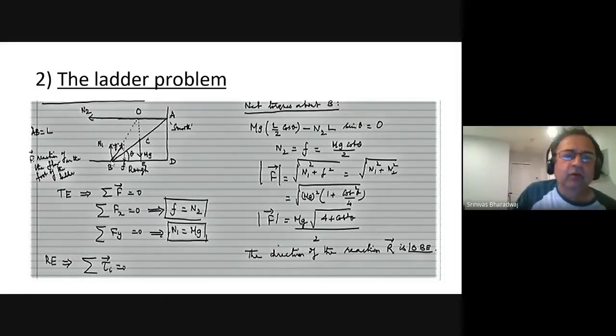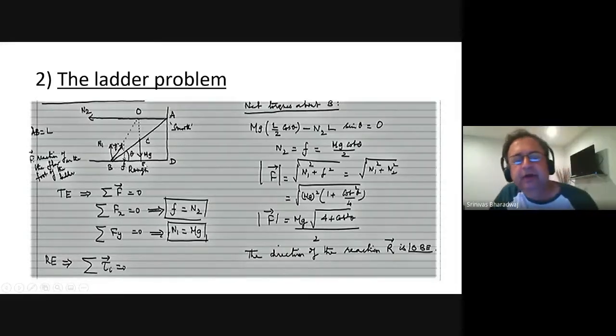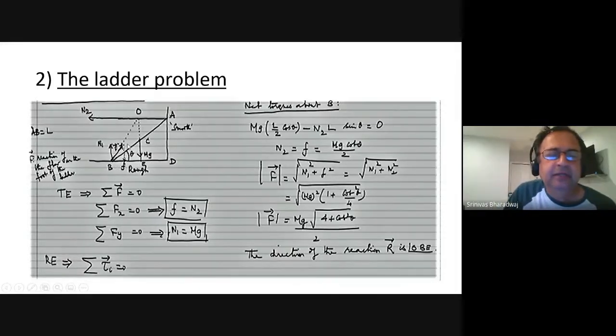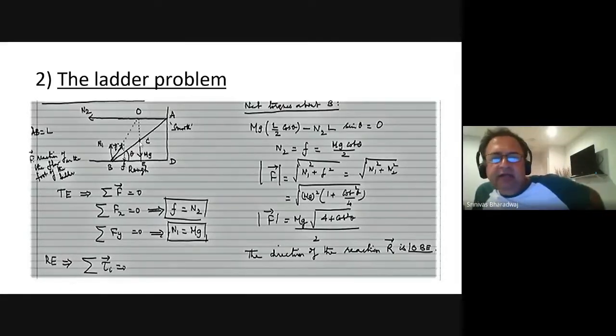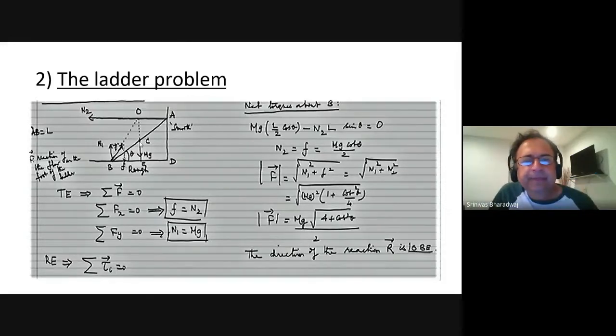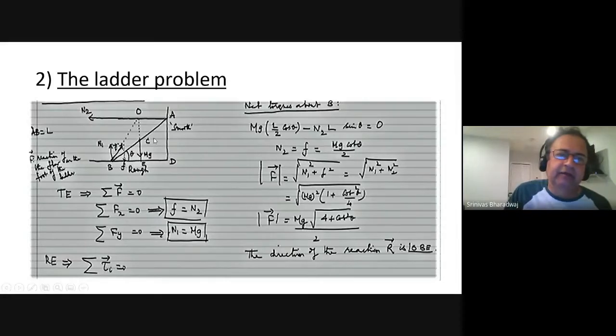Now, what can you say about mg? It is mg times r, where r is BC sine theta, right? Now, that is the same as mg times L by 2 cos theta. What is L? L is the length of the rod, the length of the ladder. So mg times L by 2 cos theta, right?